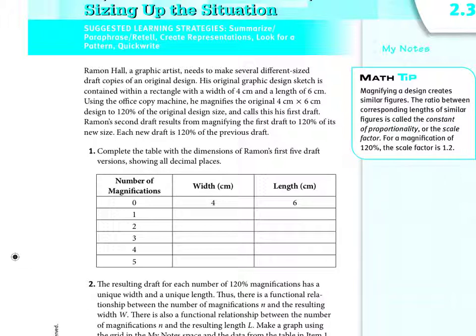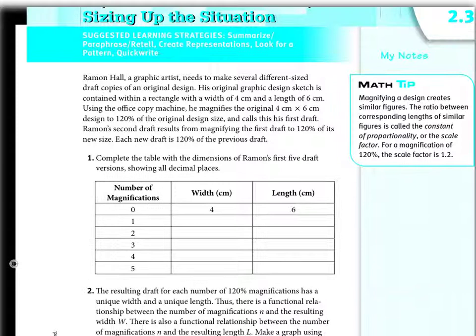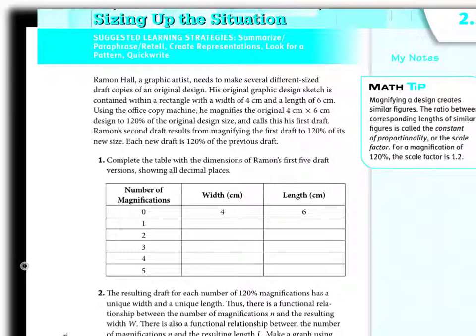and calls that his first draft. And then his second draft, he does 120% of that first draft, and each new one is 120% of the previous. So let's think how we can do 120%. Well, 20% would be 0.2. So if I wanted to take 4 centimeters, and 120% of that would be multiplying by 1.2, because I'm increasing it by 20%. That would give me a 4.8.